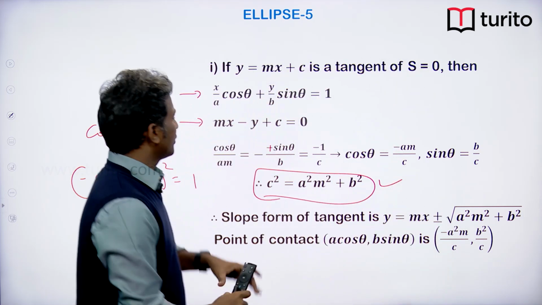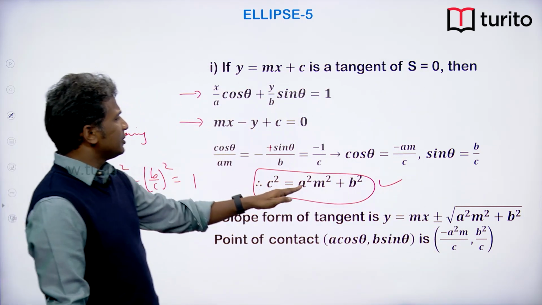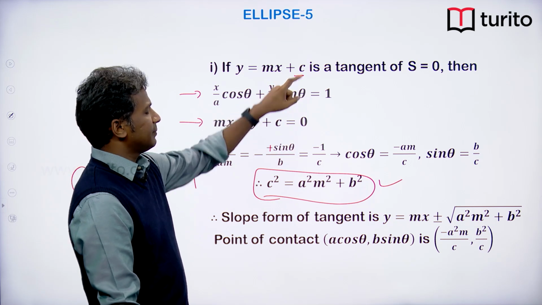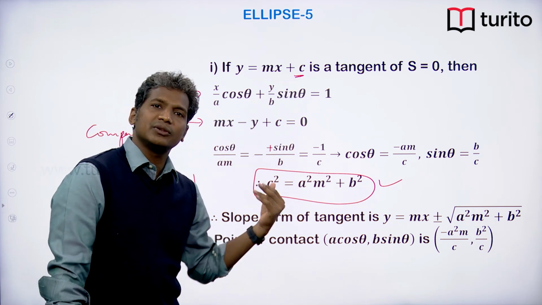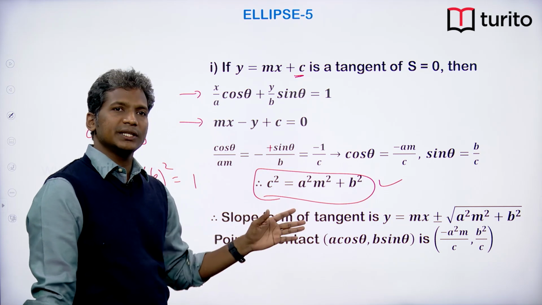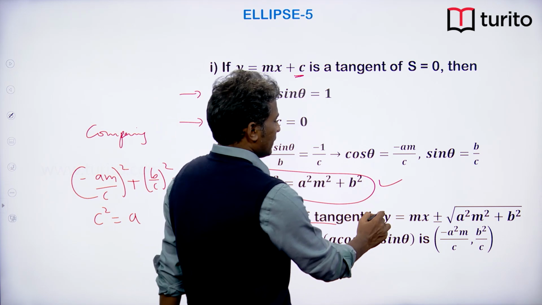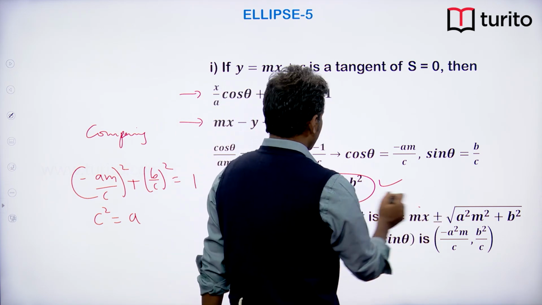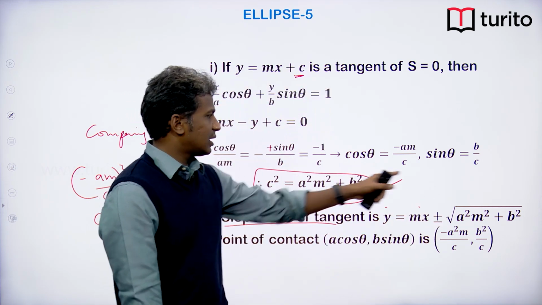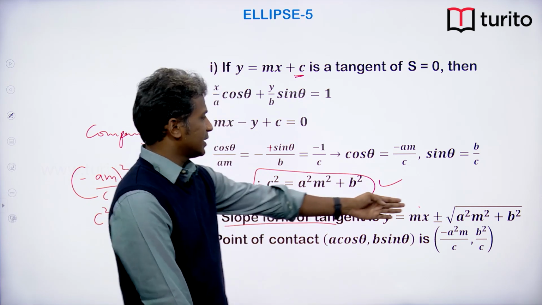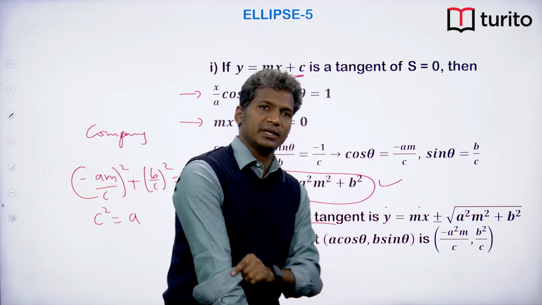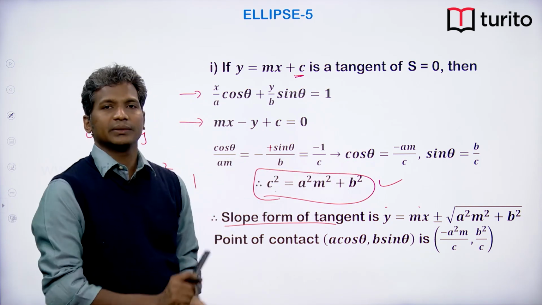Now coming to this, if I put this condition in place of c, then that naturally becomes the equation of tangent in slope form. So, slope form of tangent can be written as y equal to mx plus minus whatever I am getting for c here, that I am writing. So, plus minus root of a square m square plus b square, it always becomes a tangent.